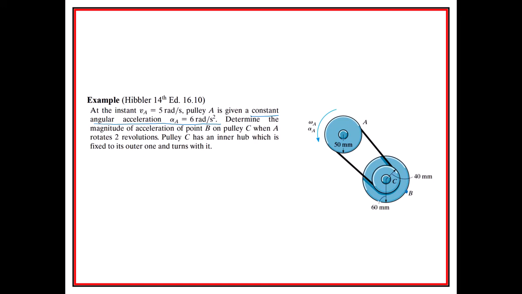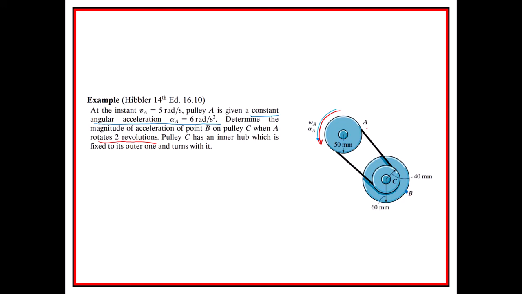So what we want to do here is, after A rotates 2 revolutions, they're not calling this a particular angle, they're saying it's going to rotate around twice. I drew it the wrong direction. It's going to rotate twice, and we want to find out what the magnitude of the acceleration of B is going to be on the pulley at that time.